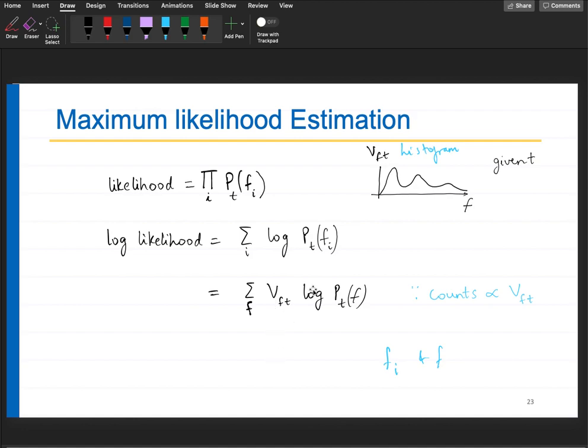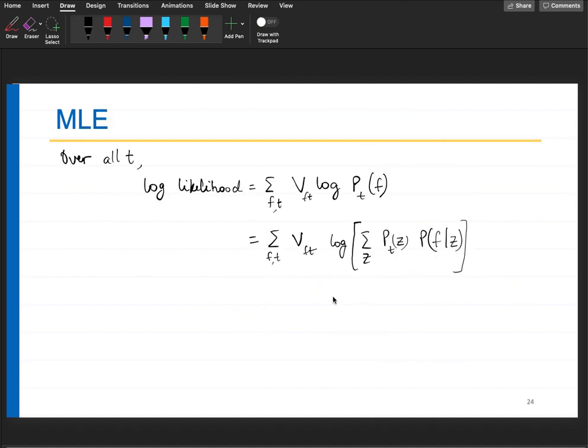Okay, so now the log likelihood function which I want to optimize is this function, and you know how to do it, right? How will you do it? This is the function. So over all the time you can write it like this, and then you have to introduce latent variables z. So you write down P(f) as marginalized over z, P(z) and P(f given z). Clear?